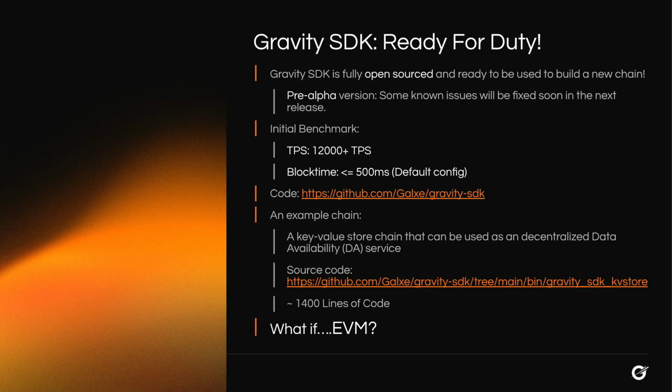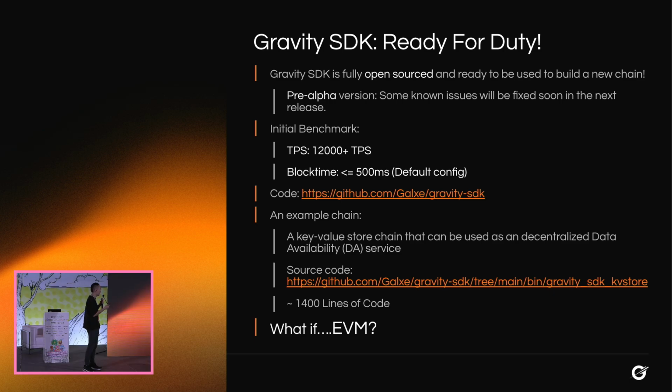Gravity SDK is not just an idea. We've already been building it for the past 6 months. It's fully open source, although it's still what we call a pre-alpha version. But our initial benchmark is already very impressive. For simple transactions like raw transfers, we reached 12,000 TPS, and for block time, with our default configuration, it's less than 500 milliseconds. You can find the code here.